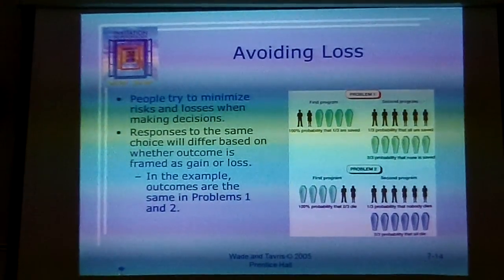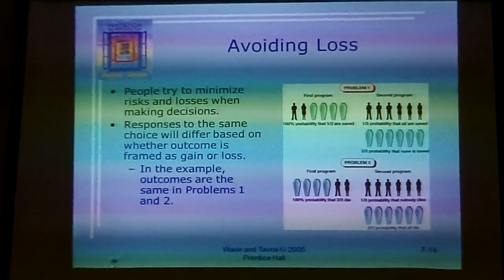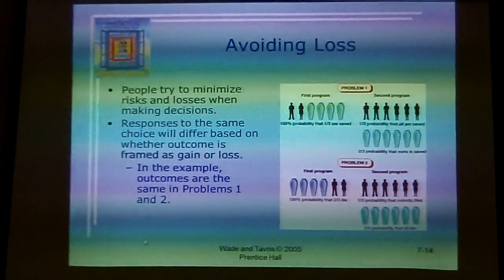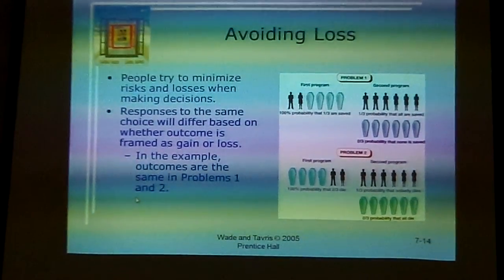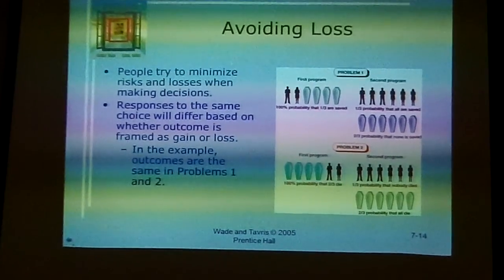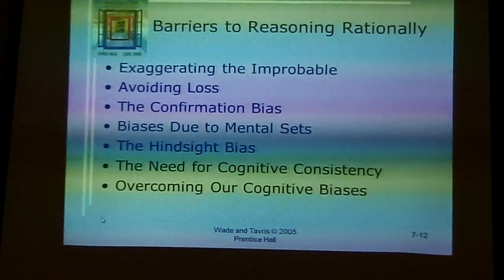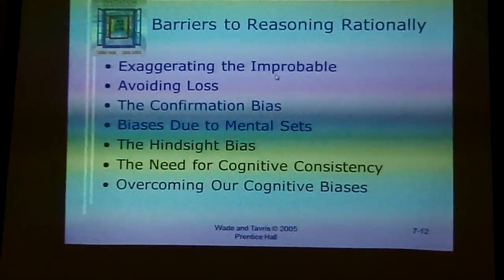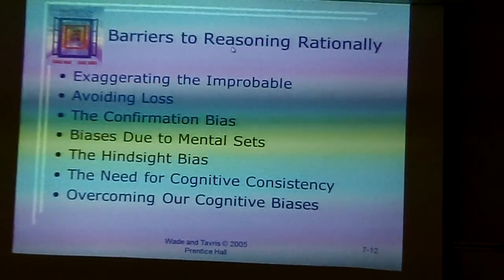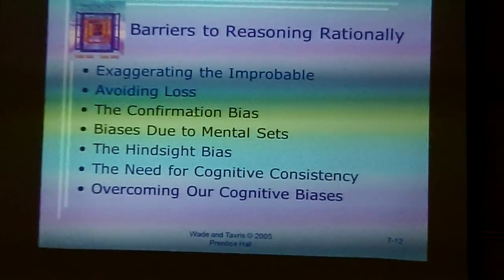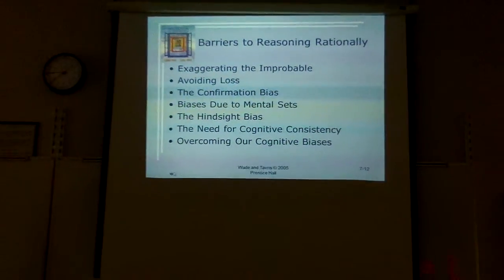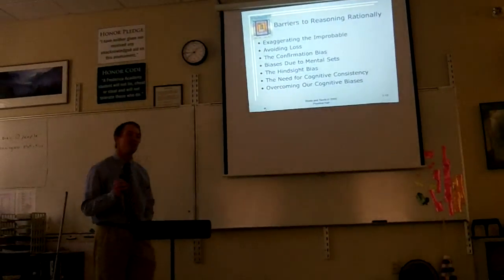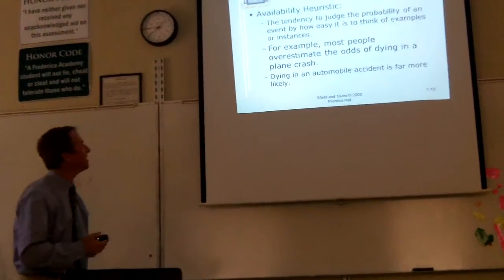And that's just something you tend to do. You exaggerate what might happen, and you think about it, and you often are thinking incorrectly because of that. And so that's why it's a barrier to reasoning rationally. You're not reasoning rationally when you are thinking that you might die in a plane crash. Of course you might. There is always a chance, but the chance is a lot less than you think it is.